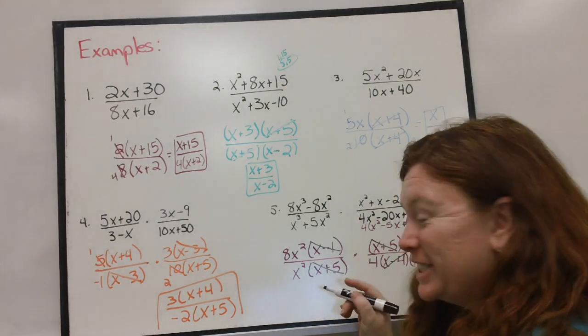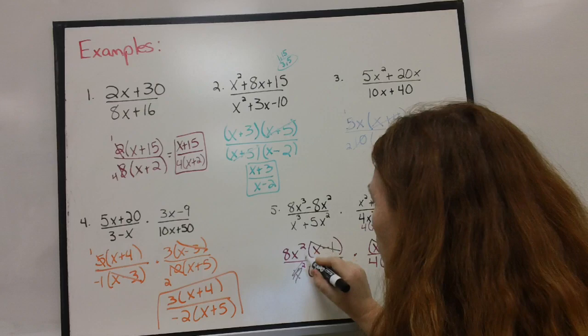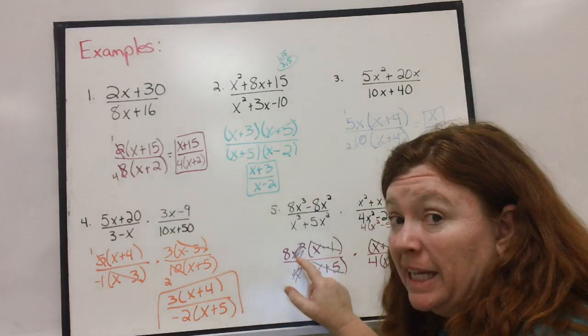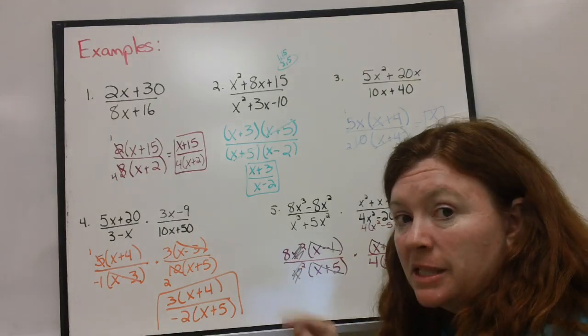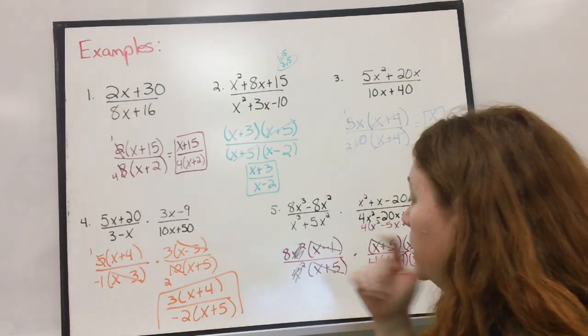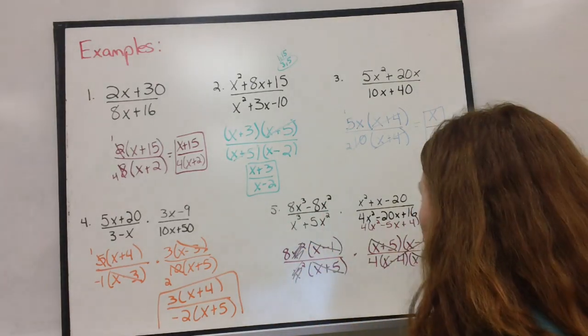I have an x squared with an x squared. This x squared is not chained to this 8 because there's no plus or minus. The chains are a plus or minus sign. So it's free to get canceled out.